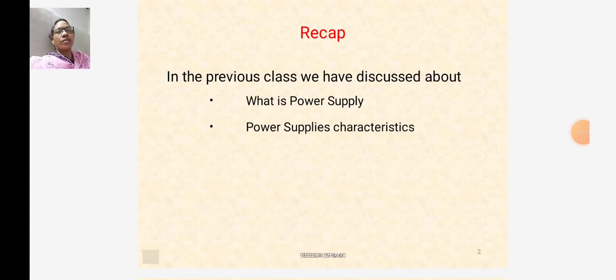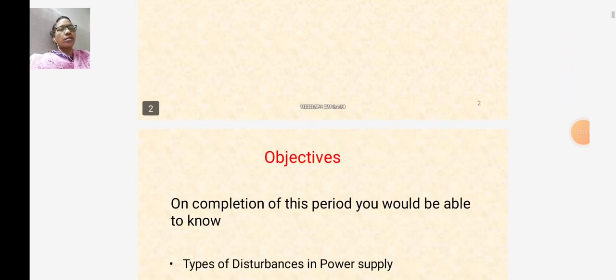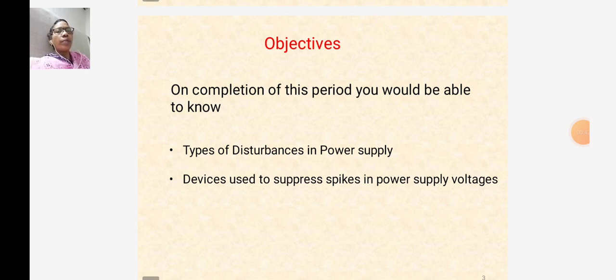So in this, previously we discussed about the basics of power supply and power supplies characteristics. Today our main topics are types of disturbances in power supply and devices used to suppress spikes in power supply voltages.